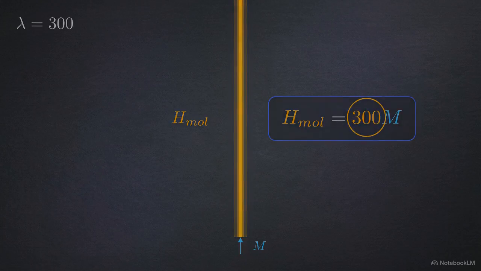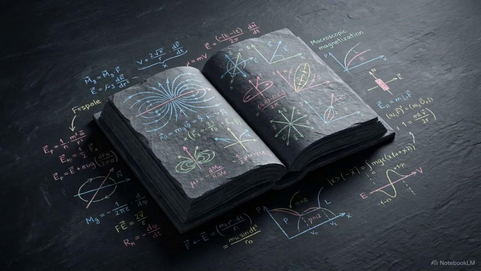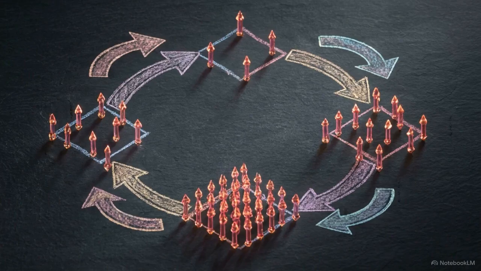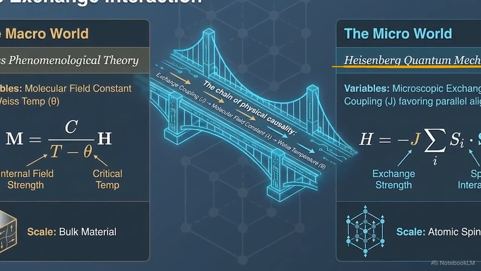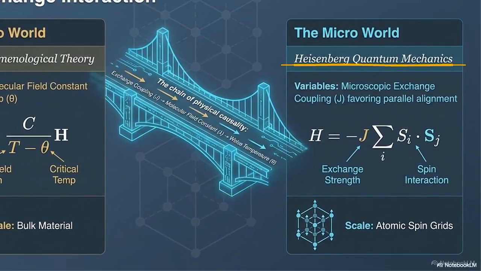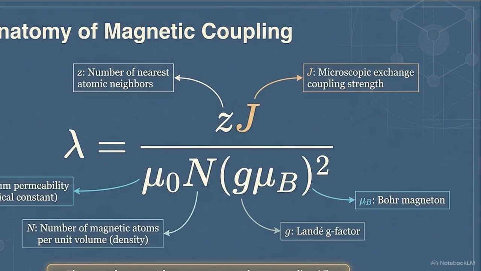When Weiss introduced the molecular field, his approach was purely phenomenological. He mathematically modeled that this internal feedback occurred without knowing the physical mechanism causing it. Later physicists determined the molecular field's true physical origin lies in quantum mechanics, stemming from the Heisenberg exchange interaction. This links macroscopic bulk material variables to the discrete quantum spin lattice. This formula connects the two domains.